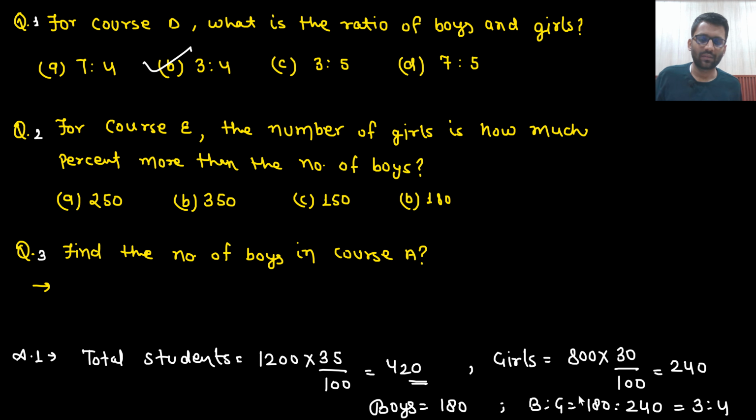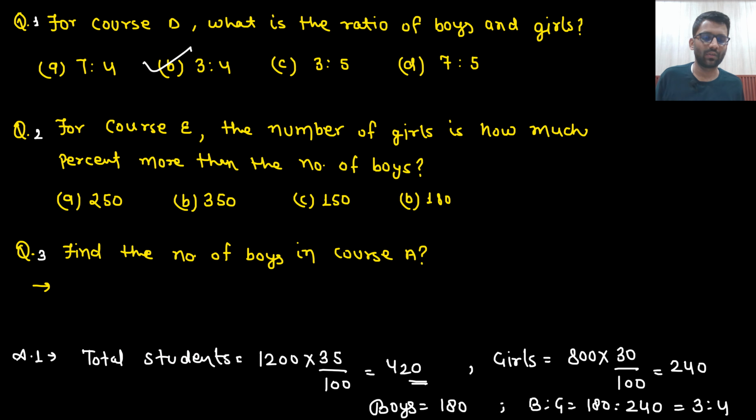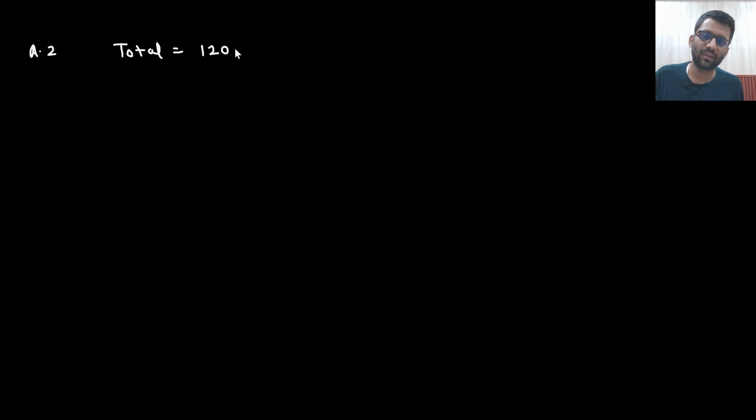Now what are they asking in the next question? For course E, the number of girls is how much percent more than the number of boys? In course E, total students are 12% of 1200. That would be 144. And how many girls are there in course E?